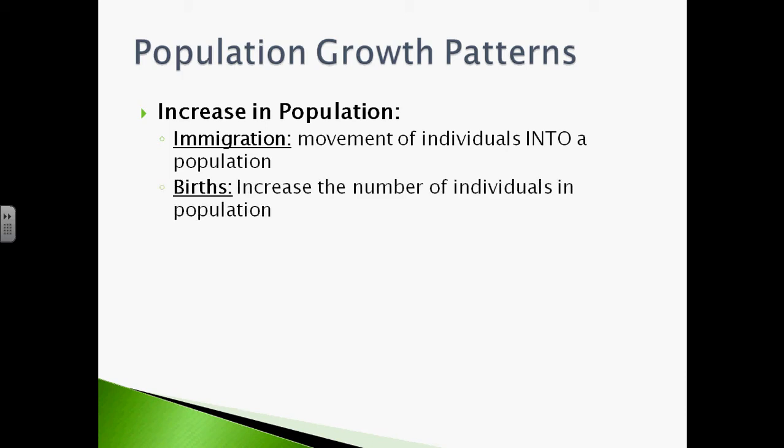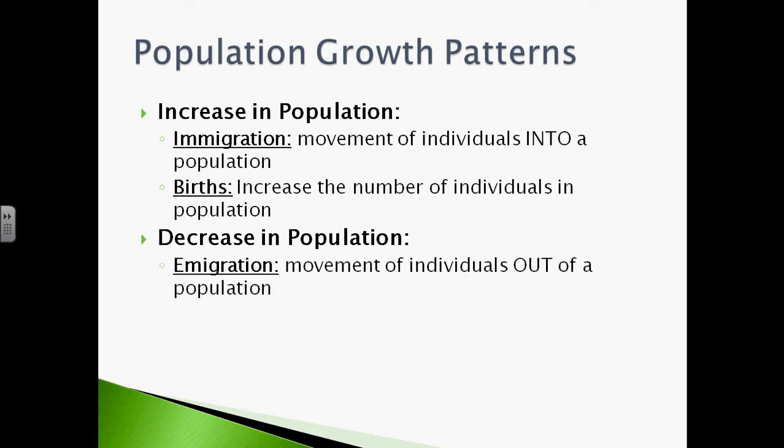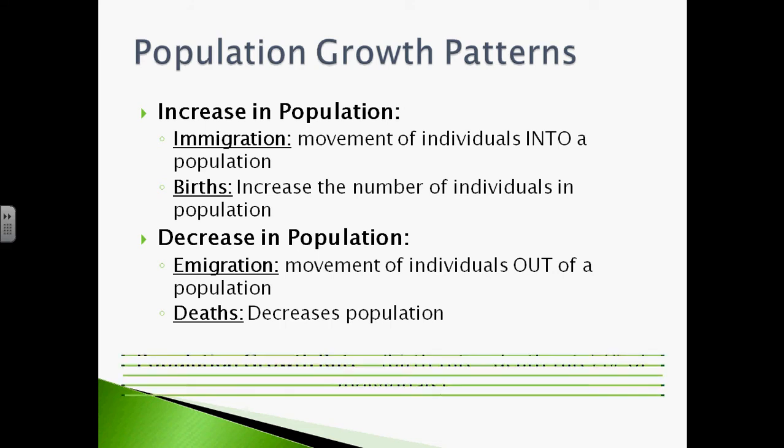Birth, the increase in the number of individuals in a population. Obviously, when an organism is giving birth, that increases the number of organisms. What could lead to a decrease in the population are the opposite of these things. So instead of immigration, we see emigration, and this is the movement of individuals out of a population. Instead of birth, we see death. So obviously death decreases the population.